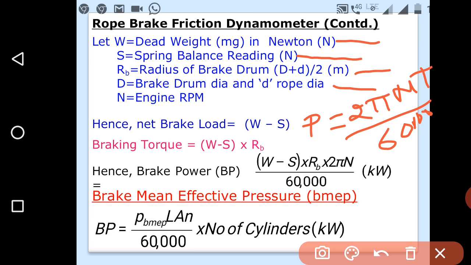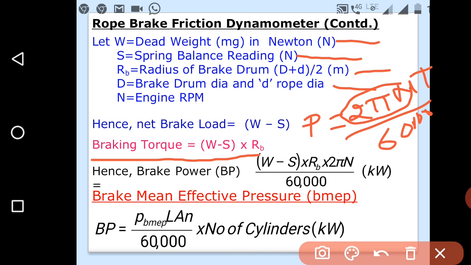This is the braking torque. From here we can find the braking torque as (W minus S) into RB, and 2 pi N is what we have taken. So we replace T with this braking torque, and with the help of this formula we are able to find the brake power of the engine, and this method we are going to use while solving the problem.